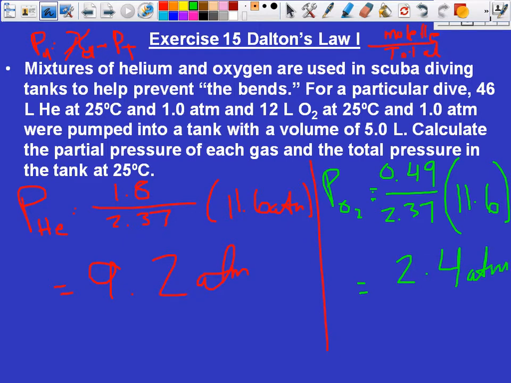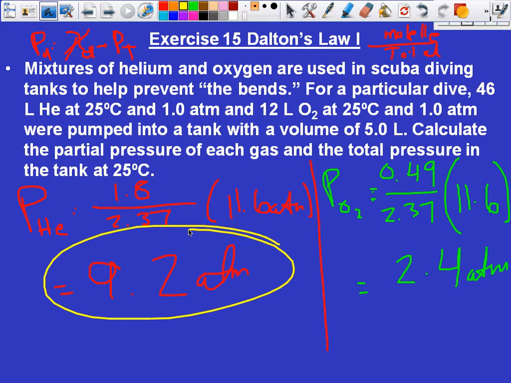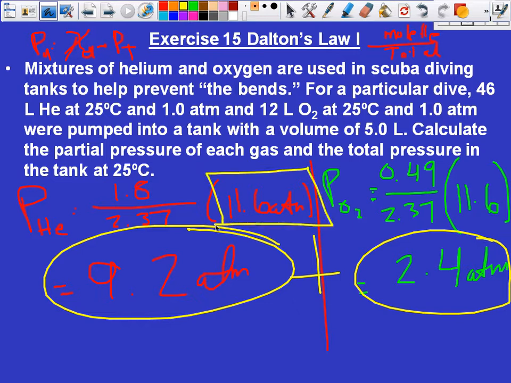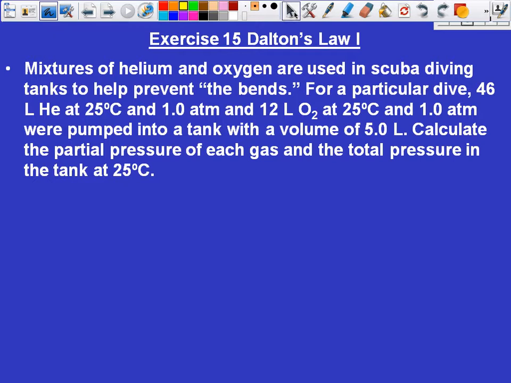And here's where you can double check. This is what you need to be able to do. Does the pressure of the first gas plus the pressure of your second gas equal your total pressure? Well, 9.2 plus 2.4 equals 11.6. So yes, your partial pressures must add up to equal the total pressure. If that doesn't make sense, go back and rewatch it a second time and see if something clicks, and go from there.